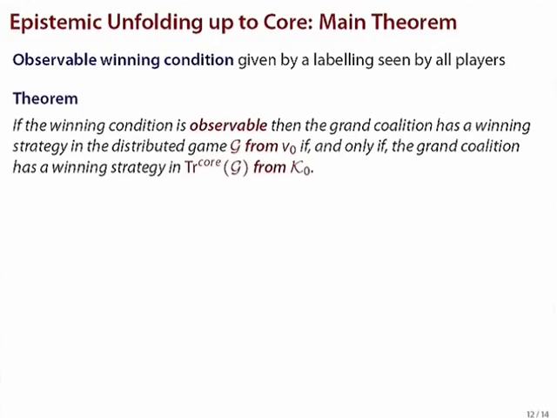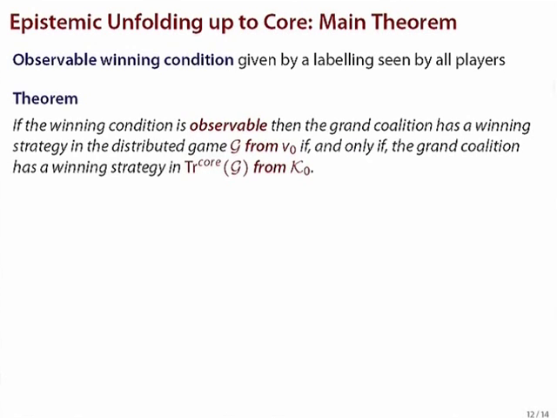So this means a game we can solve. So as you can see, there is probably some problem with undecidability. But the theorem will not be as general as the previous one. So the equivalence now will only hold for observable winning conditions.